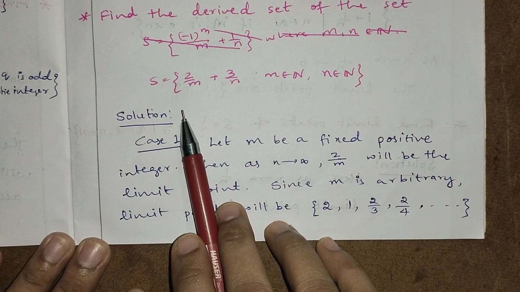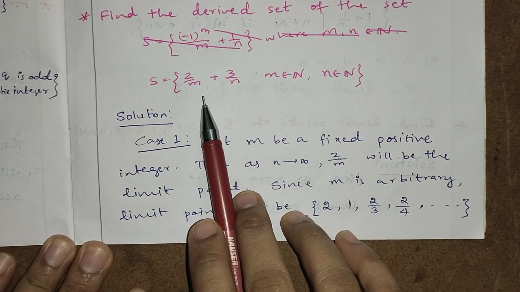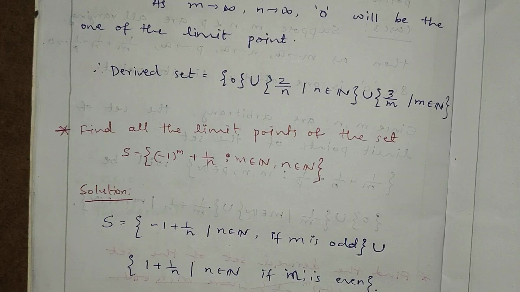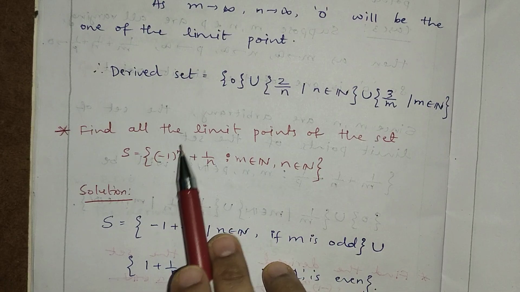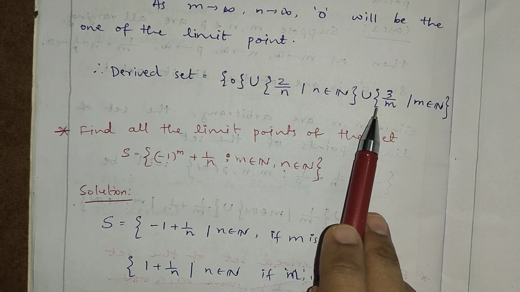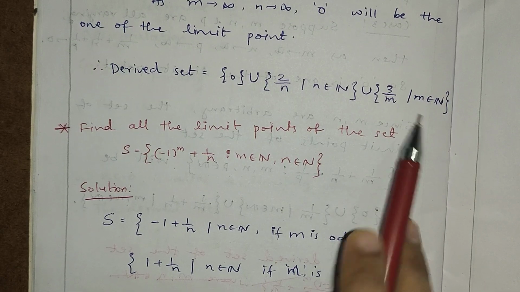Next, the set S is equal to the set of all 2/m + 3/n. In this case, the limit points will be {0}, union the set of all 2/n such that n belongs to N, union the set of all 3/m such that m belongs to N.